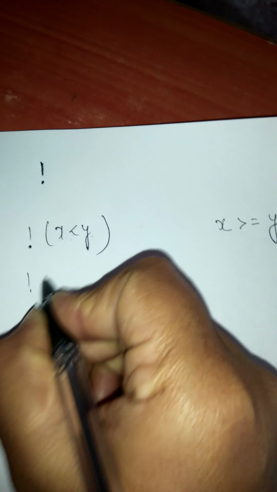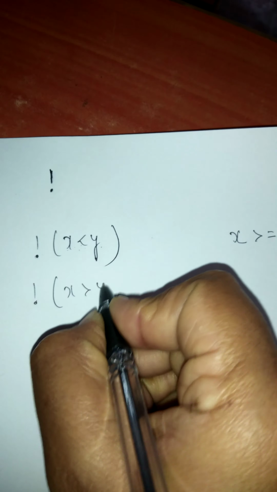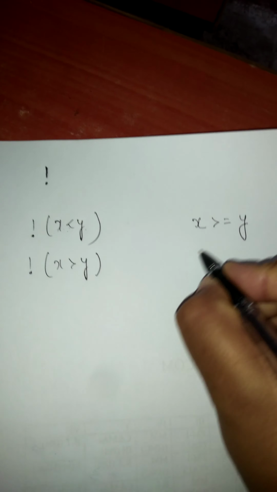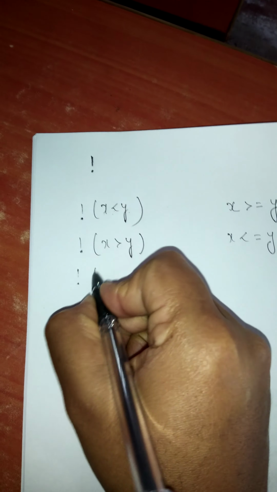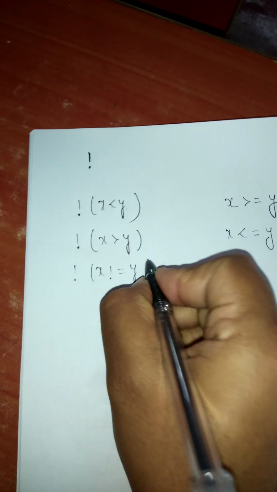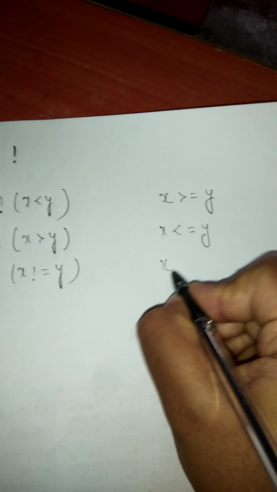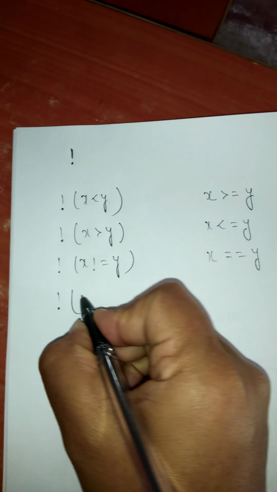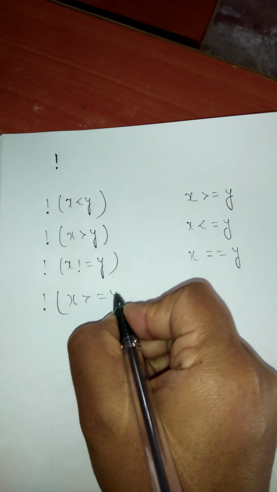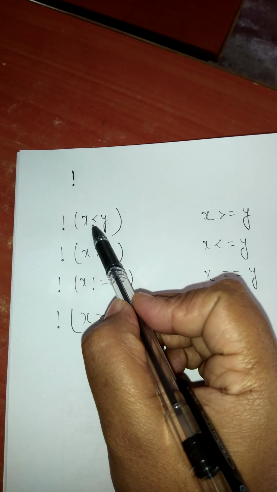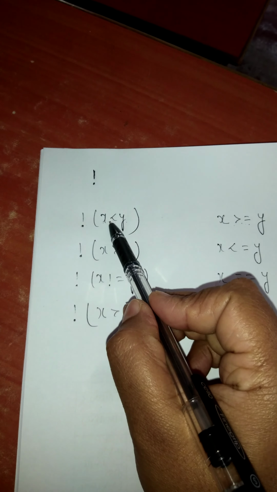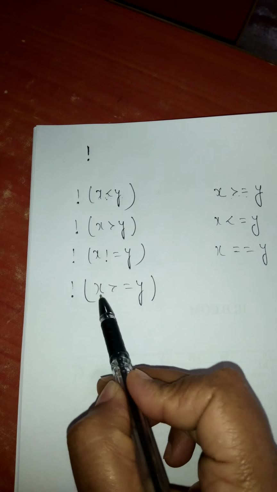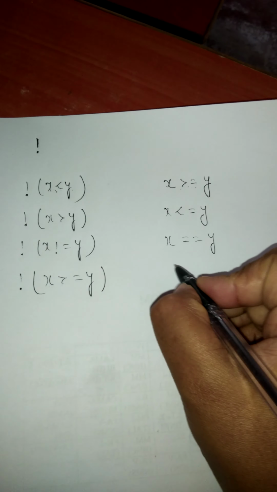Then, complement of x greater than y is what? X less than or equal to y. Then, complement of x not equal to y, not equal to, the complement is x equal to y. Then, in the same way, complement of x greater than or equal to y. Now what is the complement of less than? Greater than or equal to. So what is the complement of greater than or equal to? It will be less than. So complement of x greater than or equal to y is what?